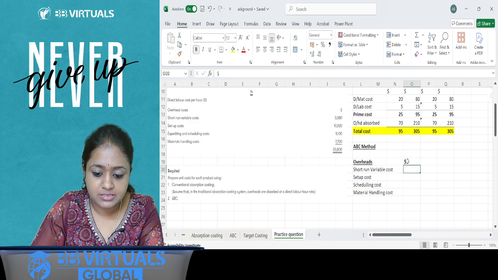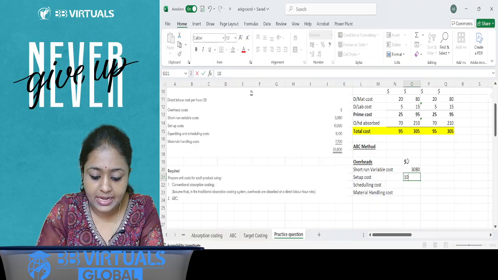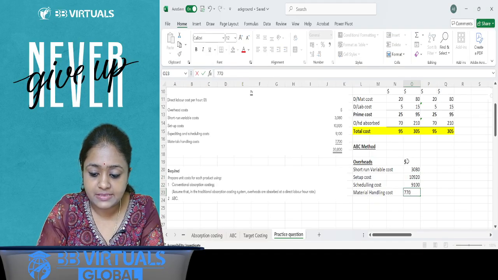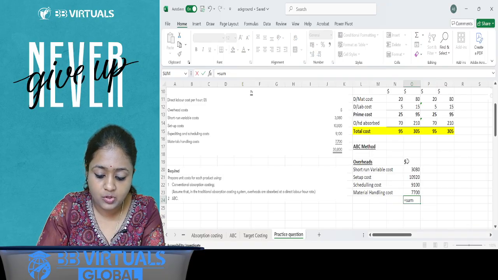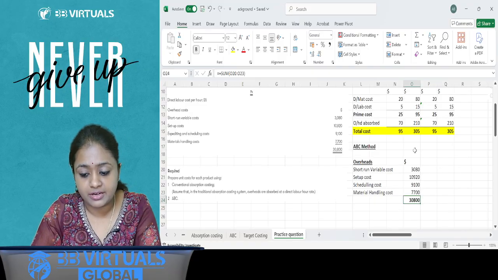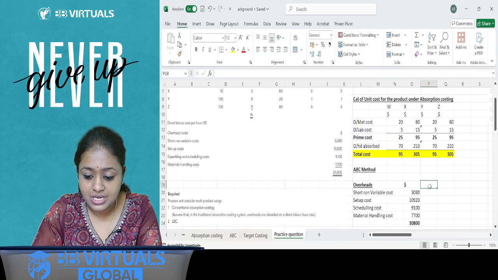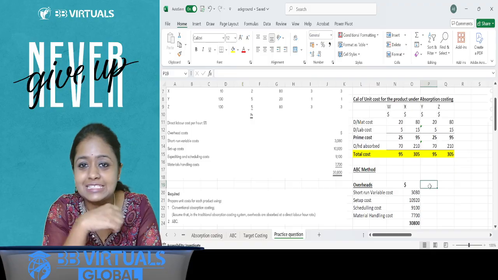So dollar values are 3080. Then we have 10920. Then we have 9100. Then we have 7700. Get the totals here, and we get 30,800. Amazing. All of you are doing terrific. Very good. Now what is the next step, guys?